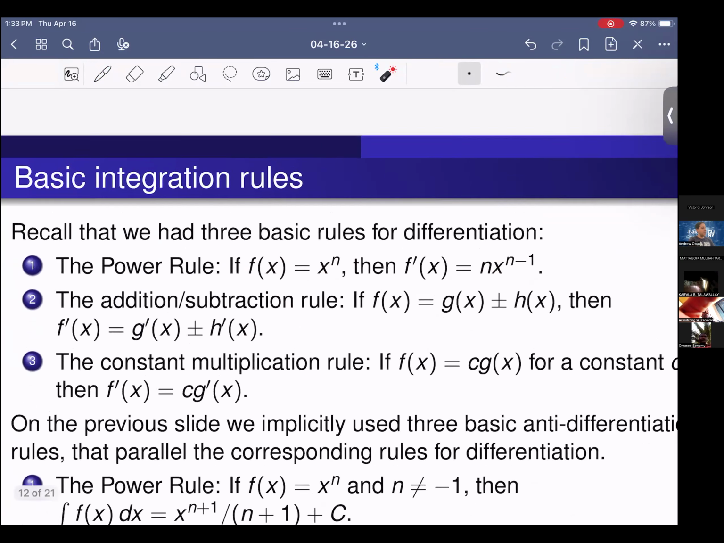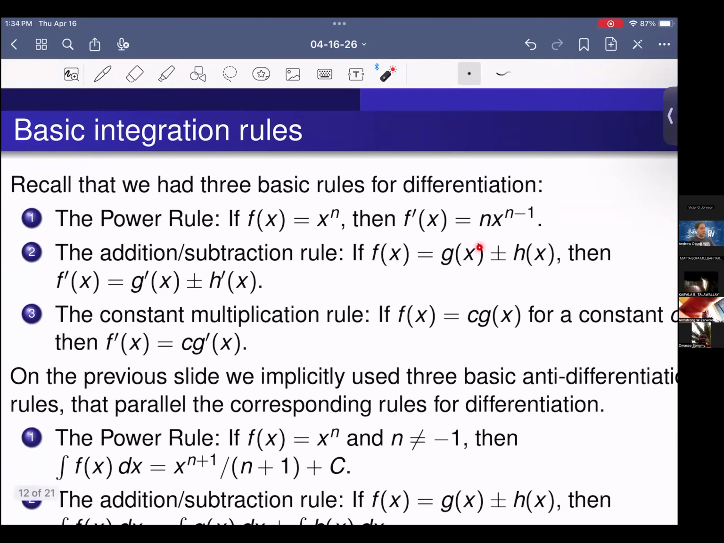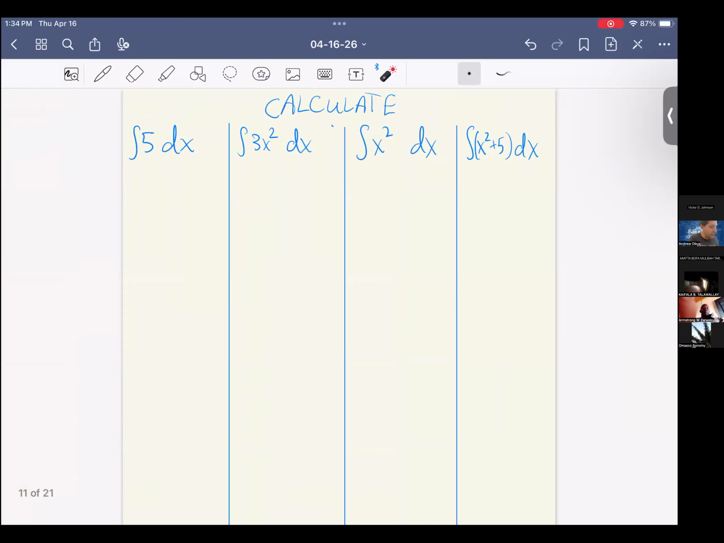And then we had this addition subtraction rule that if f of x was equal to a sum or a difference of 2 functions, then the derivative was the sum or the difference of the derivatives. And then we had this constant multiplication rule. If f of x was equal to a constant times some other function, then the derivative is equal to the same constant times the derivative of that function. It's just to refresh your memory of how derivatives work. That's really all we're going to need for today.